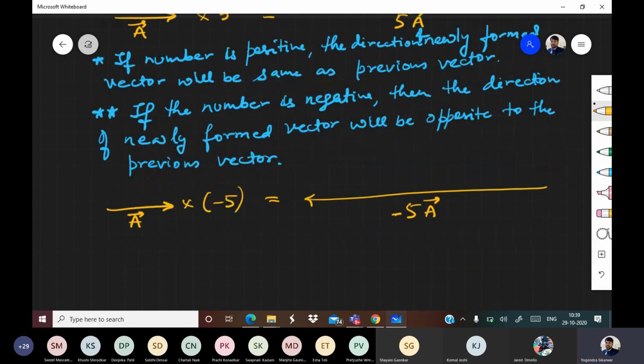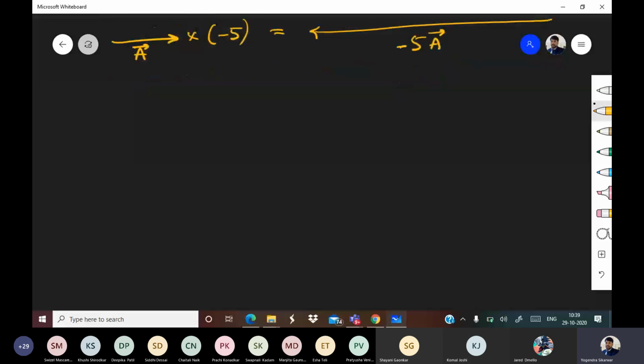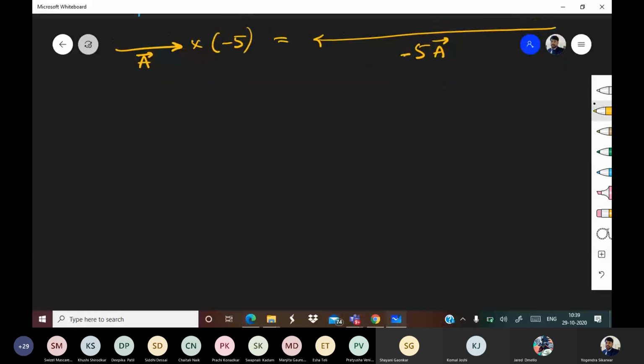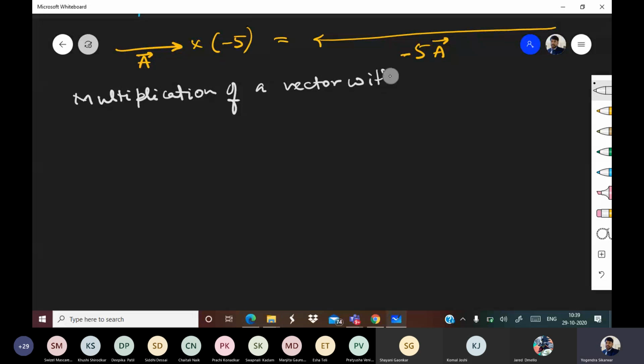So this was a simple thing. Now multiplication of a vector with another vector. So how to deal with that? Let us see.